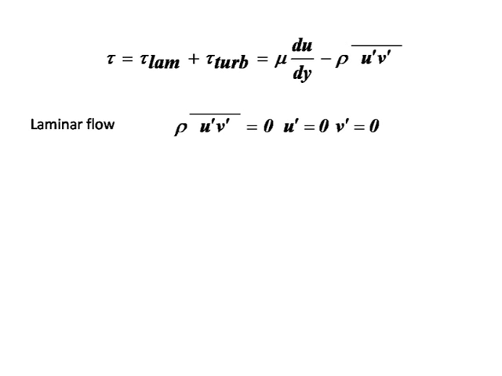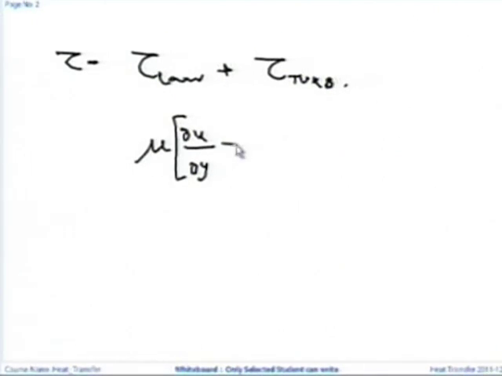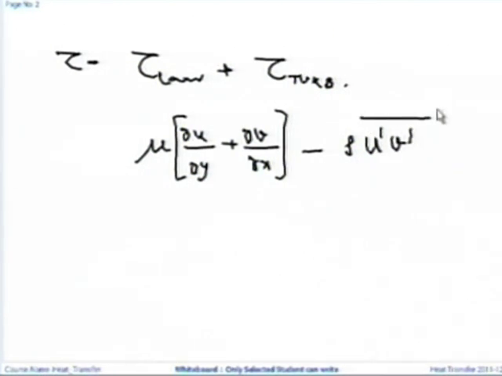Shear stress is equal to usually tau laminar plus tau turbulent. What is tau laminar? For simple cases, I have mu del u by del y. Simple cases means, for a flow over a flat plate, why have I taken del v by del x equal to 0 here? Because there will be no velocity gradient in v. If you want, you can still take del v by del x, no issue. Plus, what is this? Turbulent stress is minus rho u prime v prime, assuming that there is no w prime.